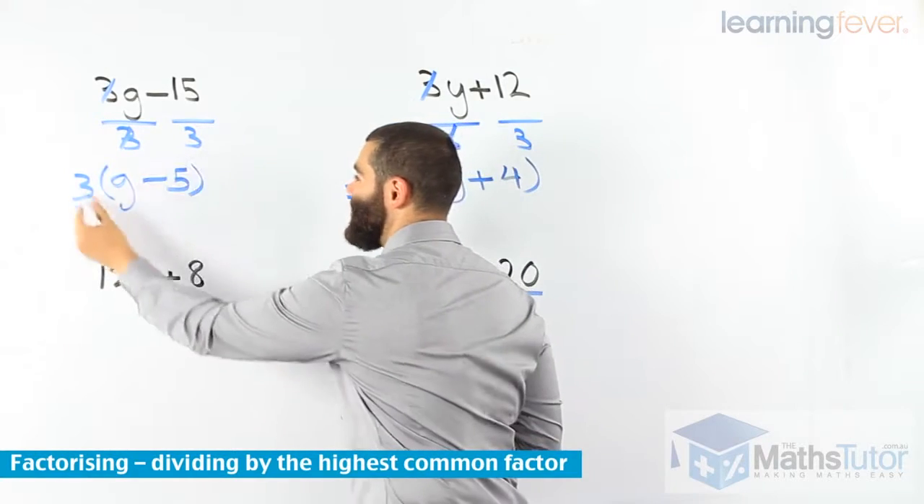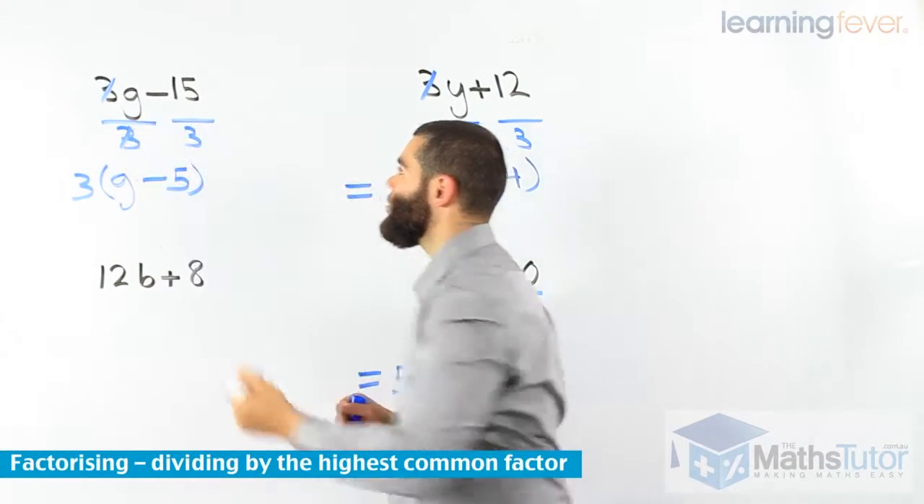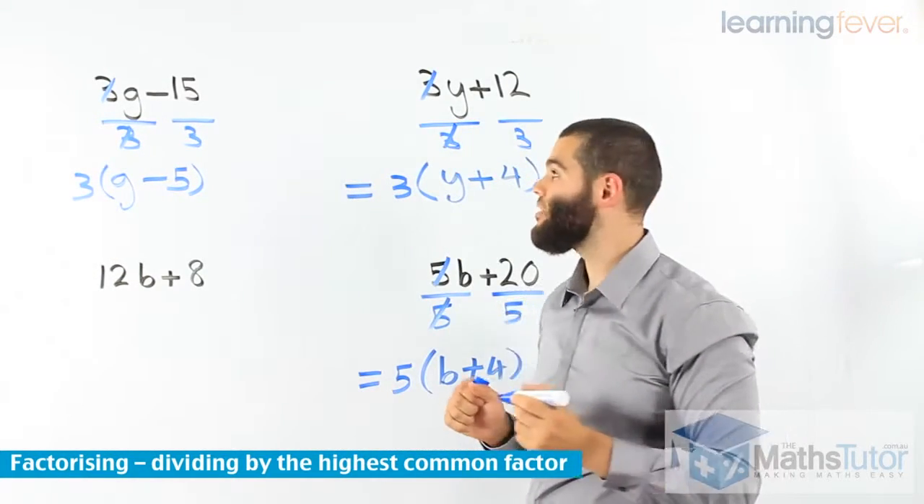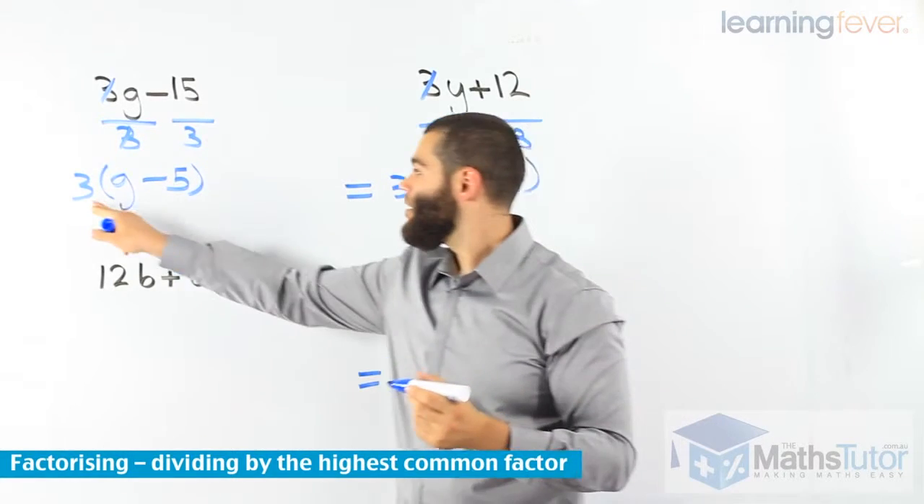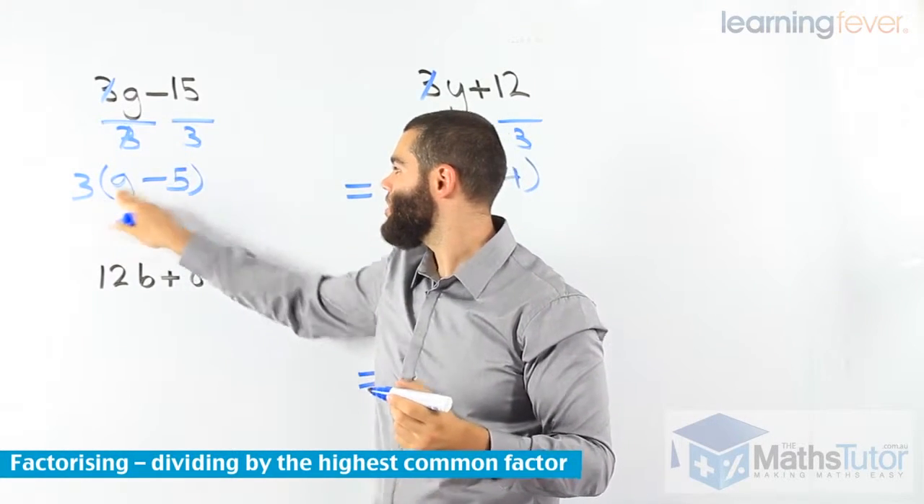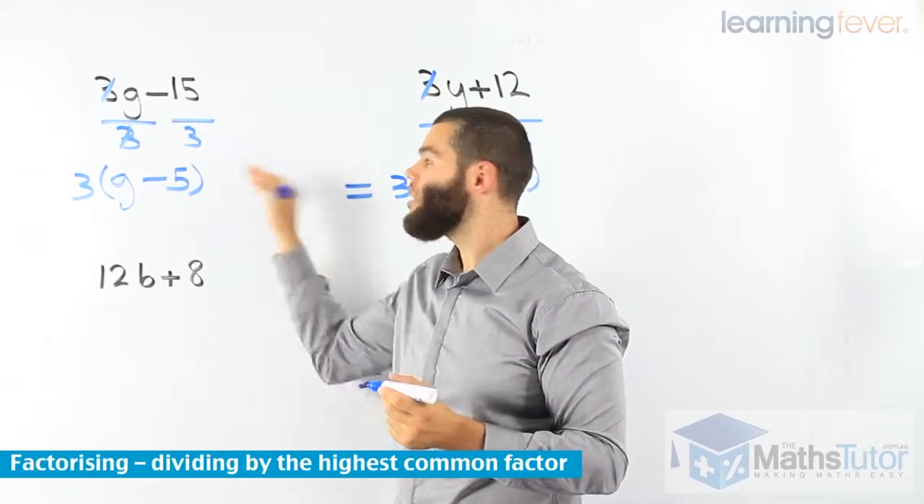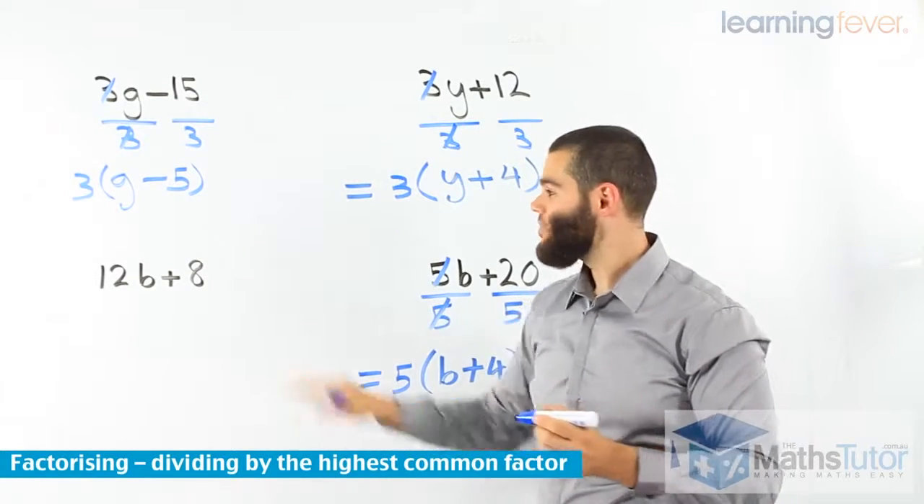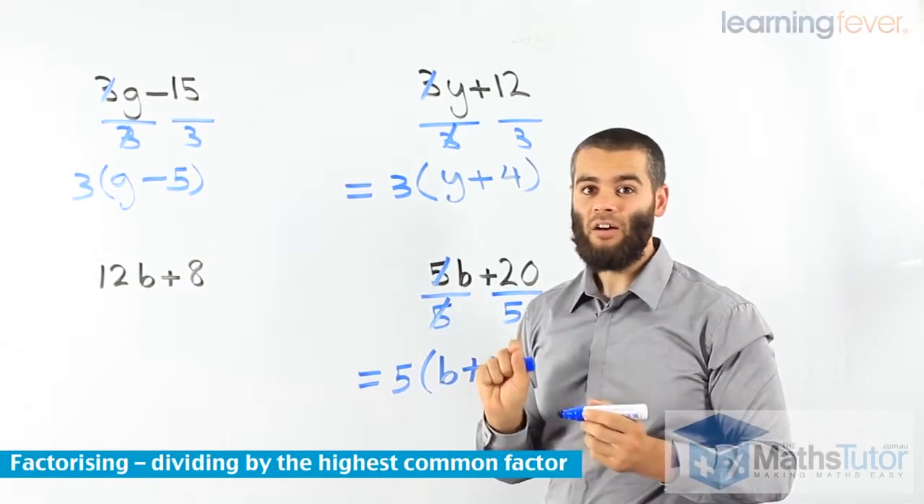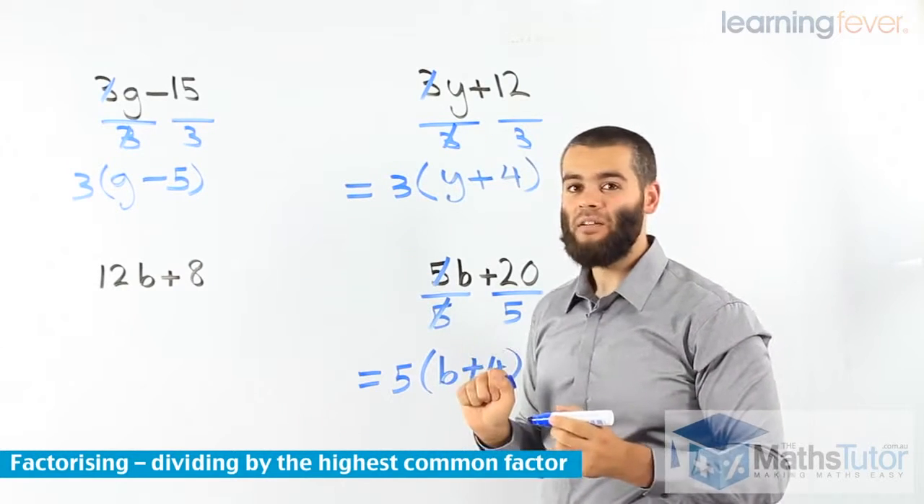Now this is the factorized version of 3g minus 15. Again, you can check. 3 times g is 3g. 3 times negative 5, negative 15. We factorized correctly. Let's do this one as well. Now, again, you try to do this one with me.